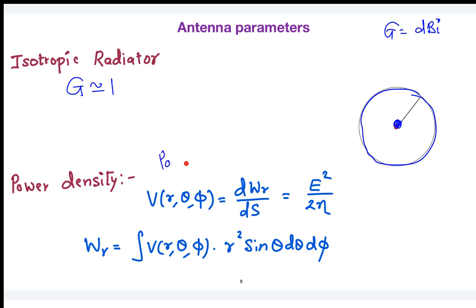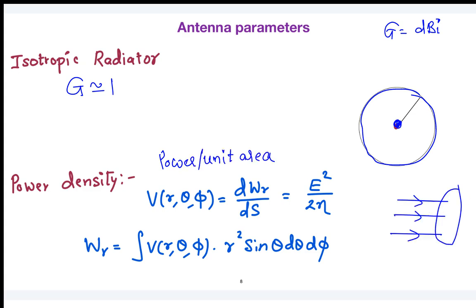So tell me the units. Quickly tell me, what is the unit of that? Tell me, what is the power density unit? Are you able to hear me? It is watts per meter square, correct? Okay.